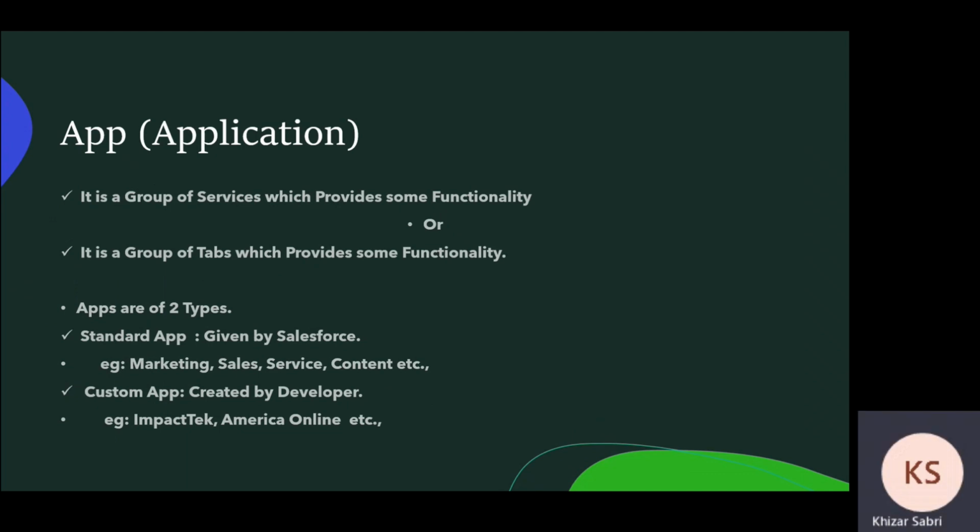There are two types of apps: standard, given by Salesforce, for example marketing, sales, service, content. A custom app is created by the developer. So really soon we're going to create an ImpactTek app, which would be a custom app because we created it. For example, if we had a company called America Online and we created an app for them, that's a custom app. Anything that we create for ourselves, for our business, or for our clientele is a custom app. Just remember that.